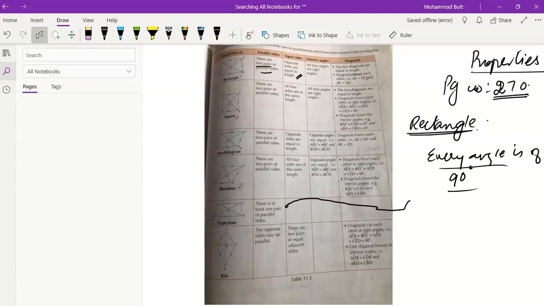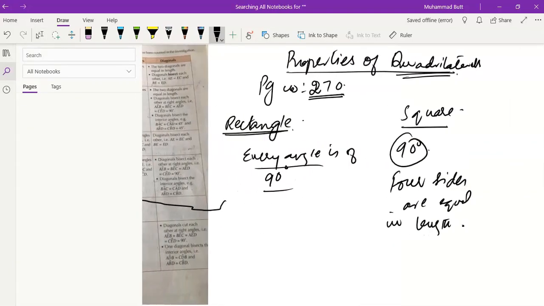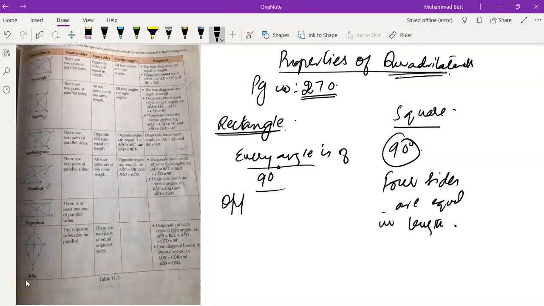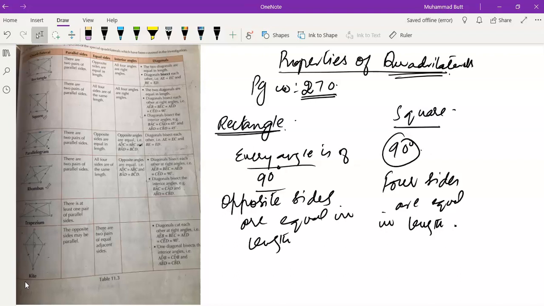Over here only opposite sides are equal in length. In a rectangle, every angle is 90 degrees. In a square, again, every angle is 90 degrees. But in a rectangle, opposite sides are equal in length, whereas all four sides are equal in length in a square.